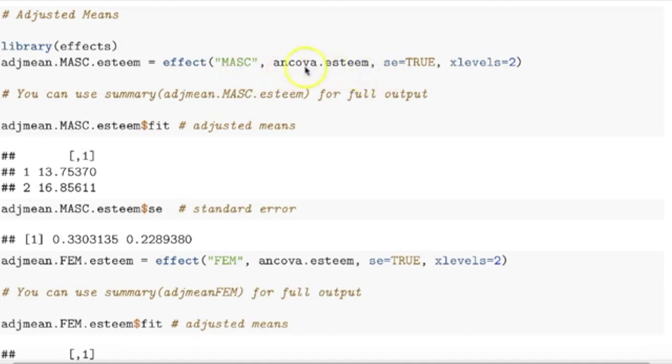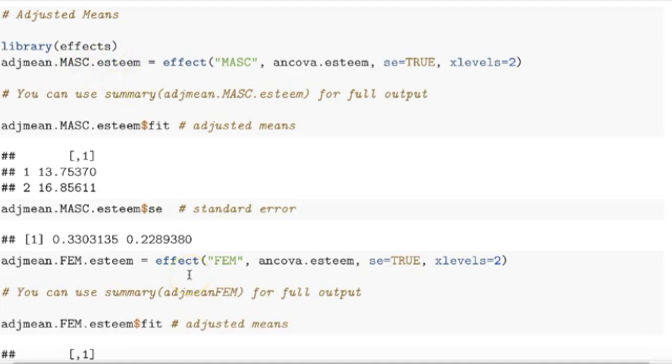And from where: it's stored here in ANCOVA.esteem. I do want to see the standard error, I want to calculate it, and that's why I said TRUE. And then I'm telling it that mask has two levels. And I store everything into adjusted.mean.masculinity.esteem. I am being very descriptive here because there's a lot of output.